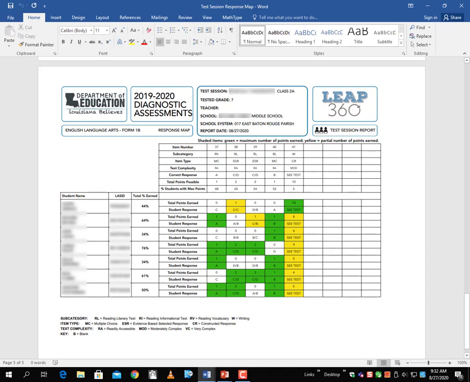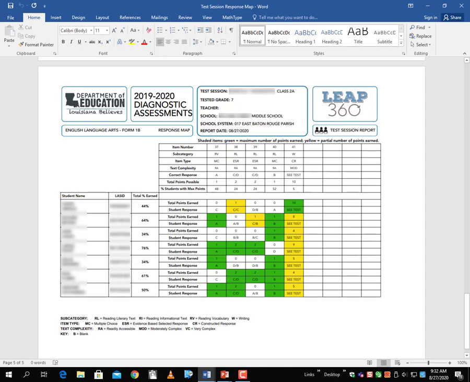Now I want you to keep in mind that I am using last year's diagnostic assessments because this year most teachers have not gone to educator scoring yet, so there won't be any of these reports. I am using last year's. The report's going to be the same this year.